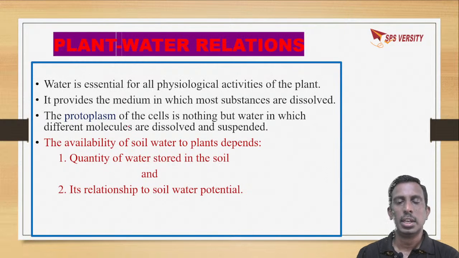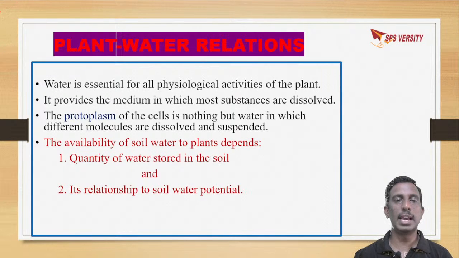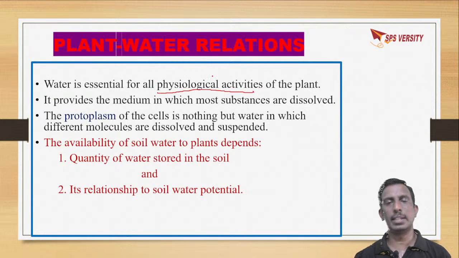So here there is a relation between plant and water. Why is it related? The water is essential for all physiological activities of the plant. Without water, physiological activities cannot be performed. Whether it is respiration or photosynthesis, they require water. So water is the medium for most of the substances which are dissolved.